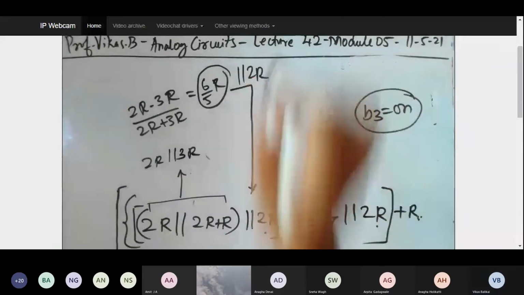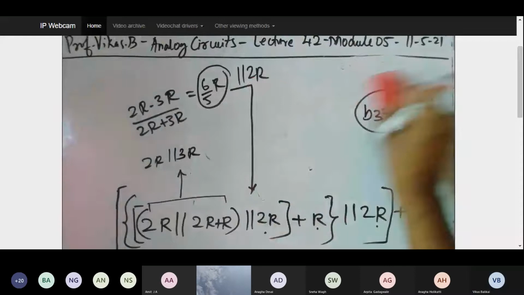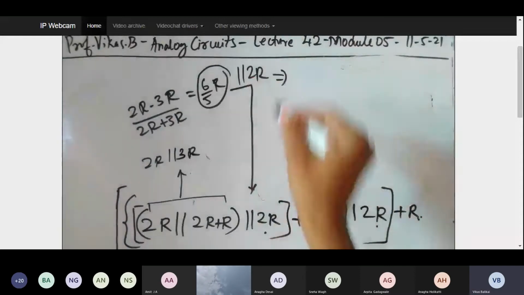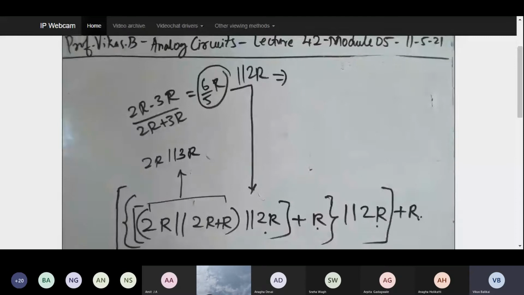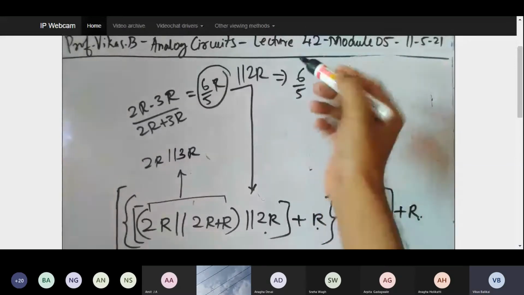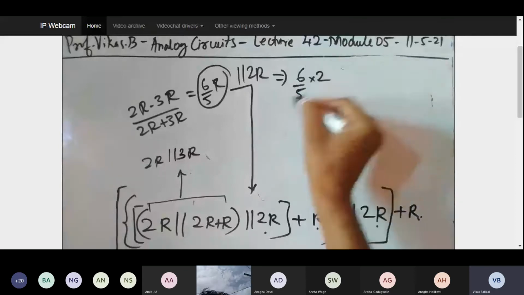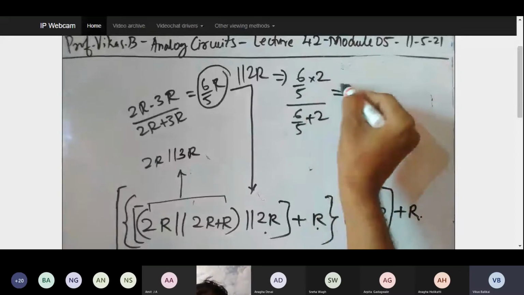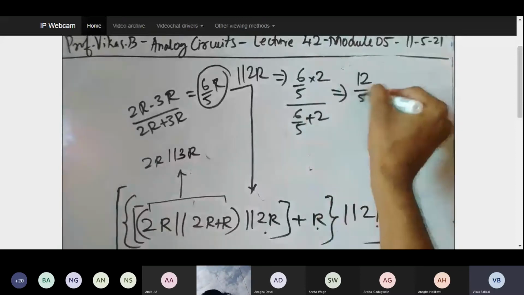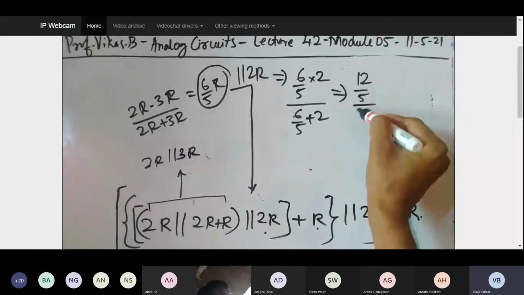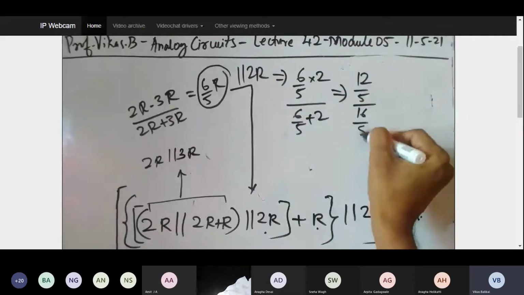2R. So let's try to calculate that. If I try to calculate this, 6 by 5R in parallel with the 2R. So R1, R2, I'm going to apply that. R will be common, so I'll just ignore it. 6 by 5 into 2 divided by 6 by 5 plus 2. If I do the simplification, it will be 12 by 5 divided by, 5 to the 10, 10 plus 6, 16 by 5.